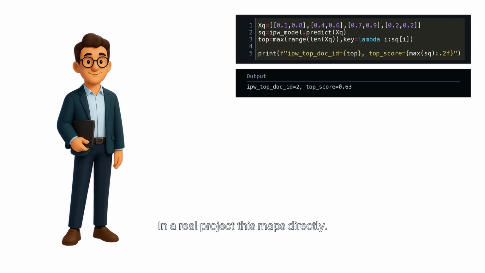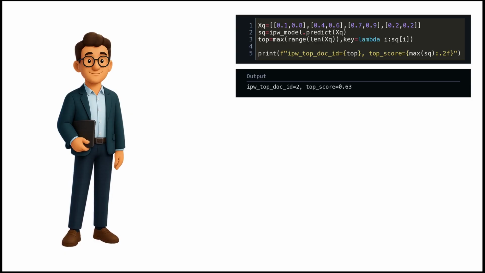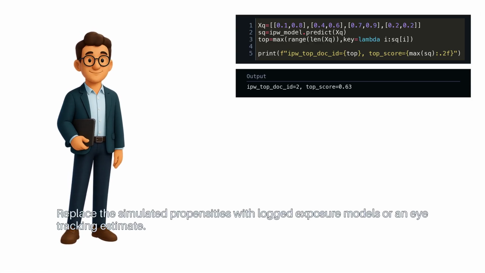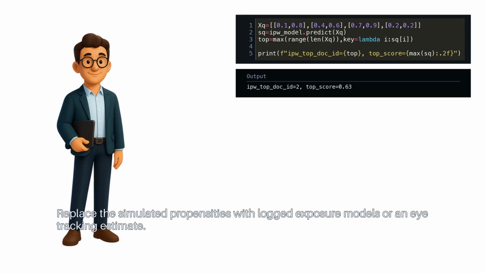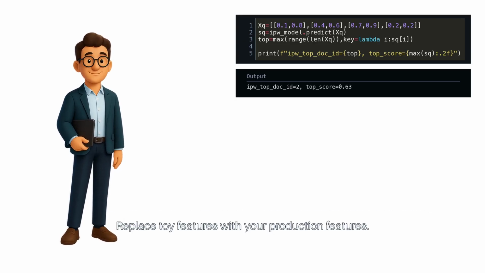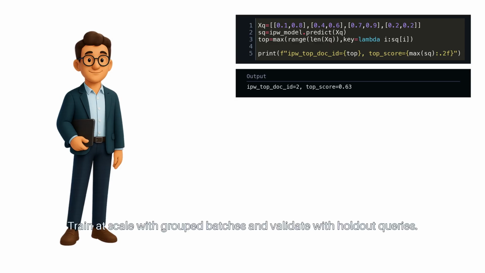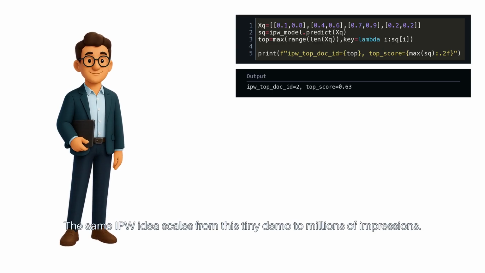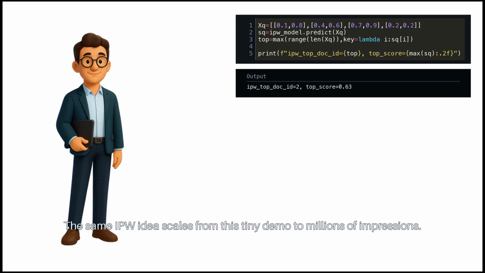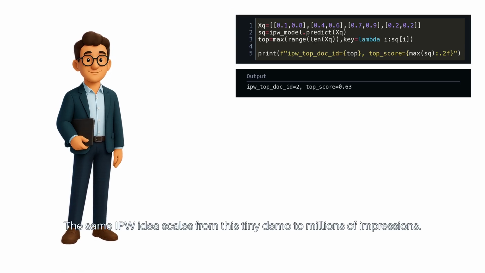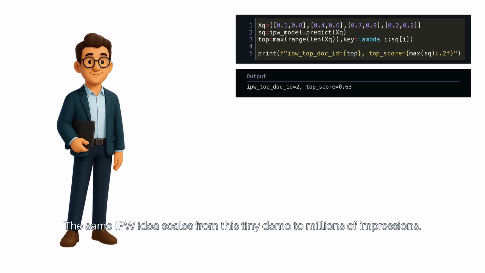In a real project, this maps directly. Replace the simulated propensities with logged exposure models or an eye tracking estimate. Replace toy features with your production features. Train at scale with grouped batches and validate with holdout queries. The same IPW idea scales from this tiny demo to millions of impressions.